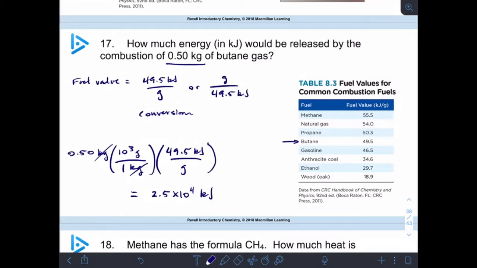Okay, so we use fuel values as conversion factors. It's not a new concept, we're just putting some different units on there. But using it as a conversion factor to go between energy and mass is what we're after.